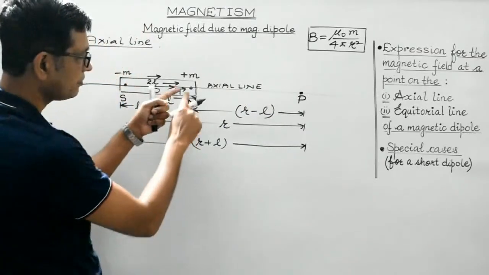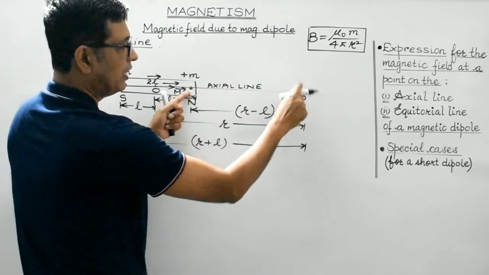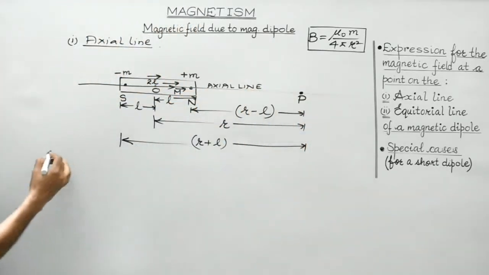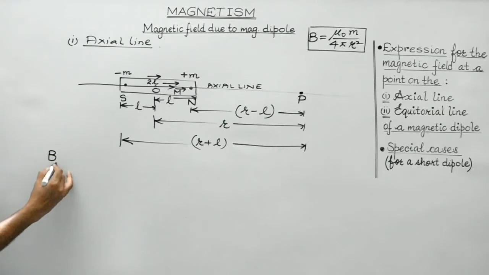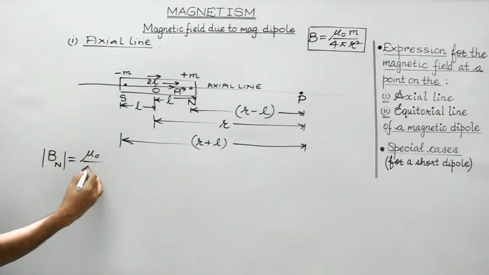Now, due to this north pole, the magnetic field at point P would be in magnitude given by, suppose, Bn. It would be given by mu naught over 4 pi.